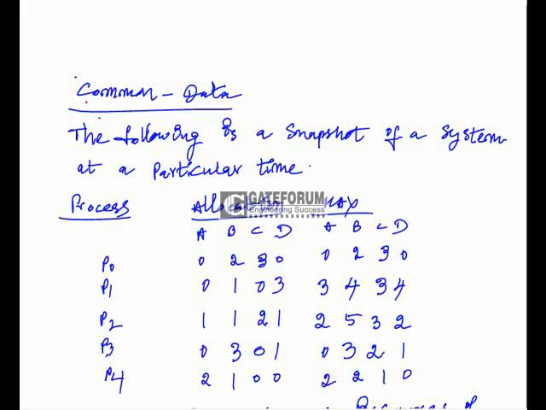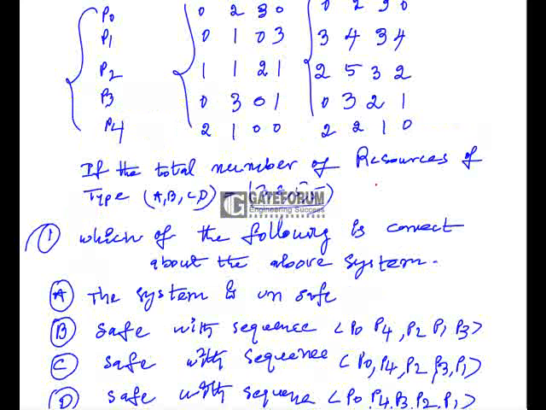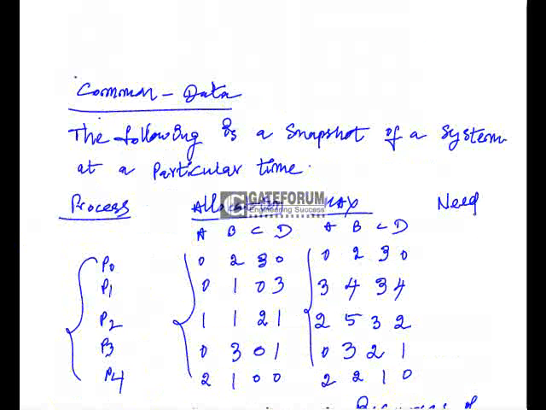The question: there are 5 processes P0 to P4, the allocation matrix and maximum are given, and the total resource availability is given. Which of the following is correct about the above system? So we need to find out the correct statement. First let us find out the need. Need is nothing but maximum minus allocation.